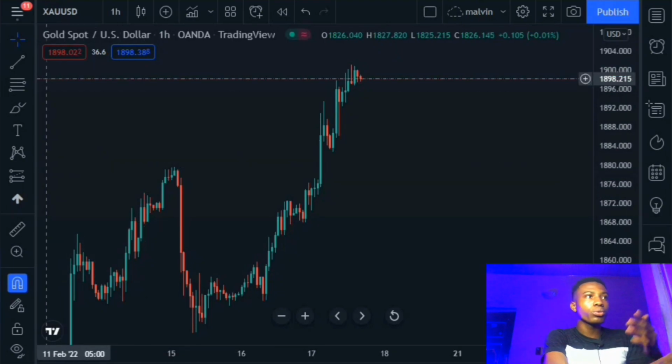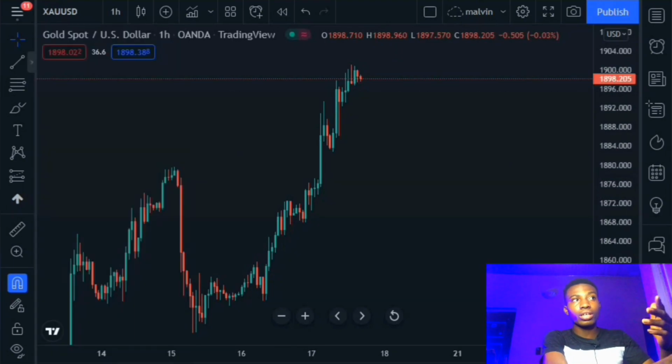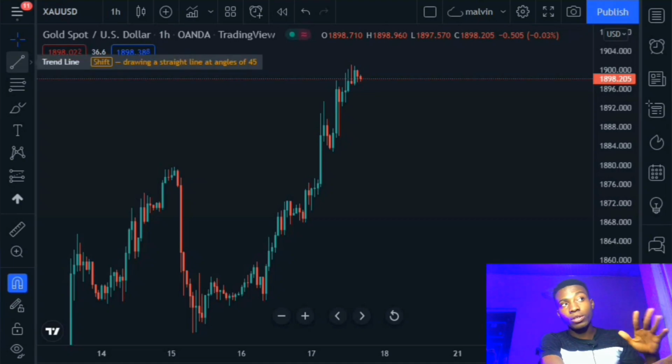So what you want to do right now is go to this trend line tool. Again, this is available on Tradingview.